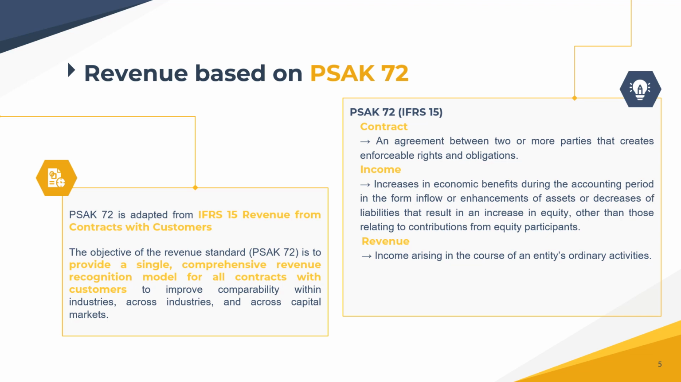Income is increases in economic benefit during the accounting period in the form of inflow or enhancement of asset or decrease of liabilities that result in an increase in equity other than those relating to contribution from equity participants. And the third is revenue. Revenue is income arising in the course of entities' ordinary activities. The objective of the revenue standard is to provide a single comprehensive revenue recognition model for all contracts with customers to improve comparability within industries, across industries, and across capital markets.